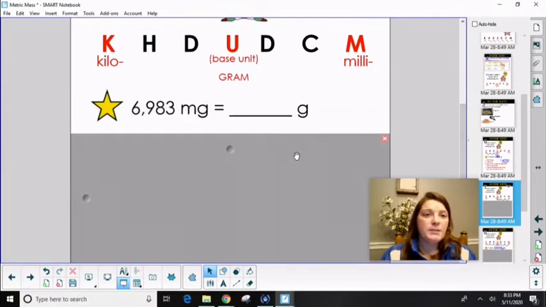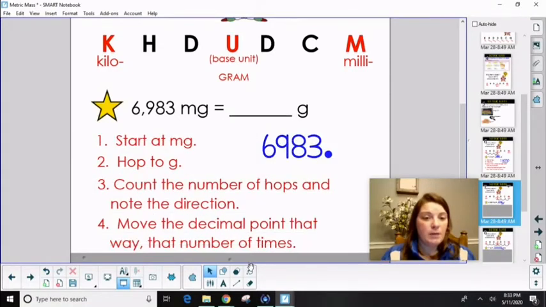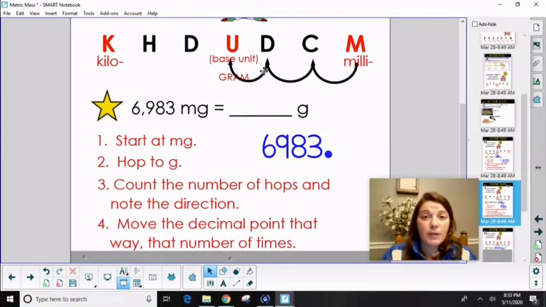All right, 6,983 milligrams equal how many grams? Remember, milligrams. A milligram is a breadcrumb. Okay, so it's super tiny, and we have a lot of them. So we're going up to grams, our base unit. Let's follow those same steps. Starting at milli, going to the base unit gram. Count your hops. 1, 2, 3. 3 hops in which direction? To the left.